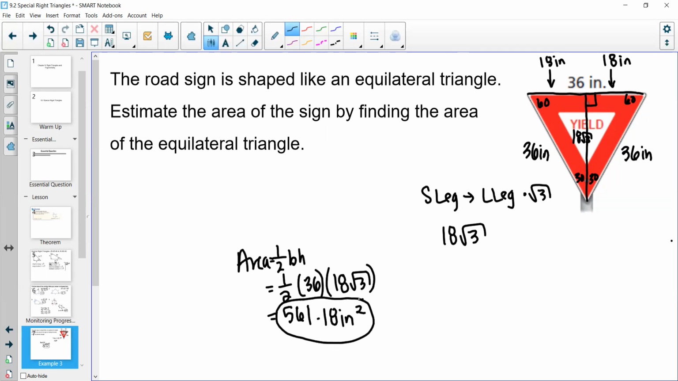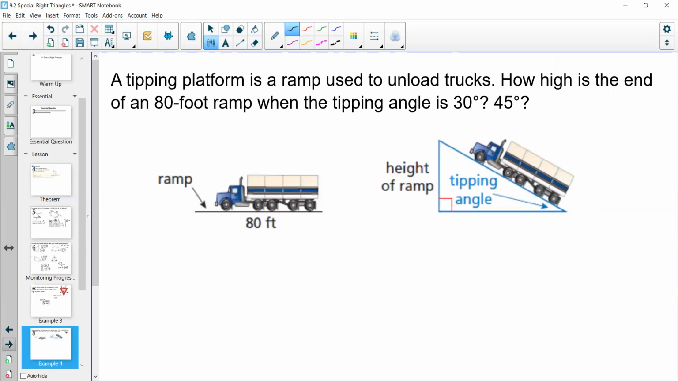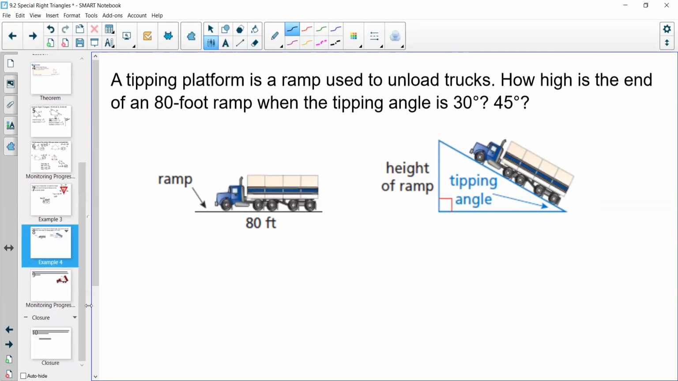So I love how, even though we're given an equilateral triangle, with just knowing that one side, using these special properties of these special right triangles, we can actually determine what the altitude or the height of that equilateral triangle is. How awesome is that?